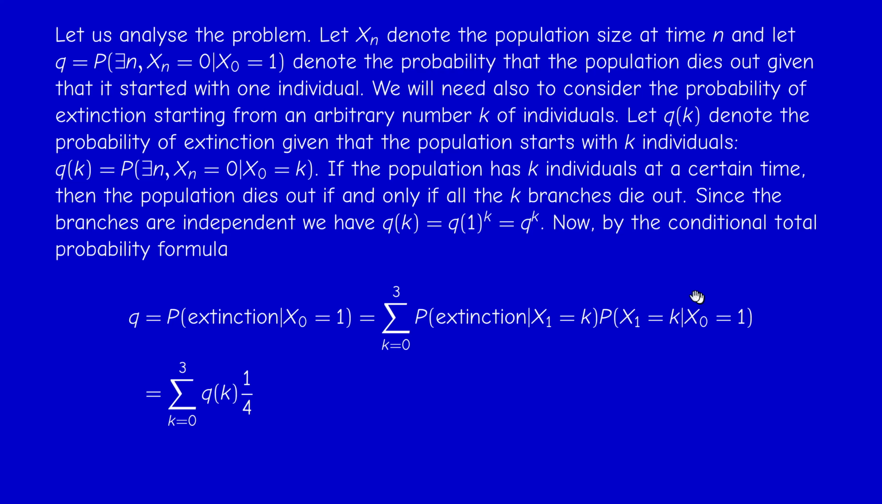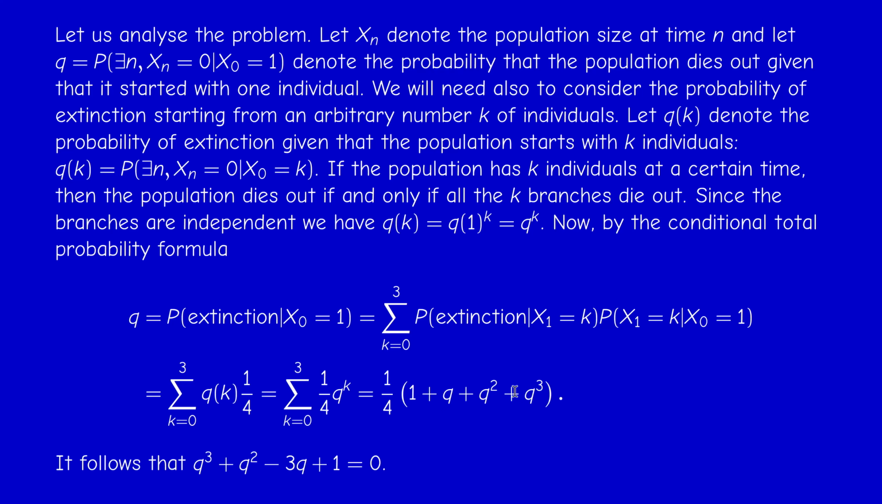And in the riddle, this is just 1 over 4 because all the outcomes are equally likely. So we have 4 possibilities, 4 equally likely, in this context, of course. And so replacing Q of k by Q to the power k, I get 1 over 4 times 1, I factor by 1 over 4, so 1 plus q plus q squared plus q cubed. So q satisfies a polynomial equation, q equals 1 over 4 times this polynomial.